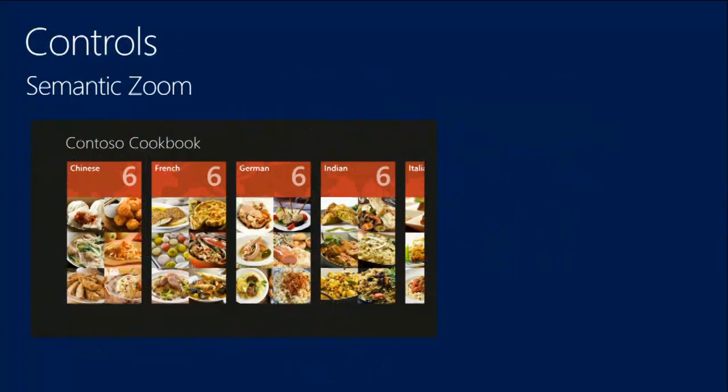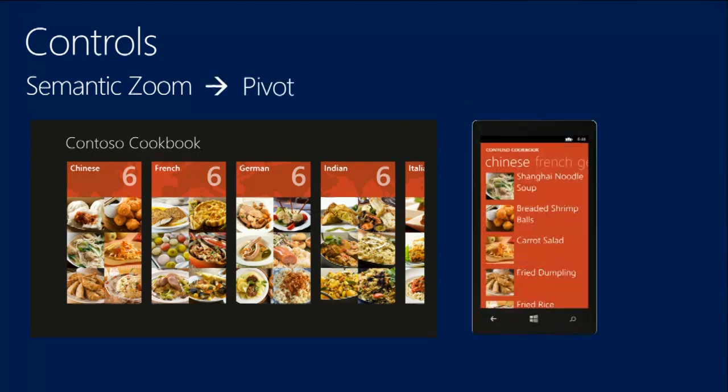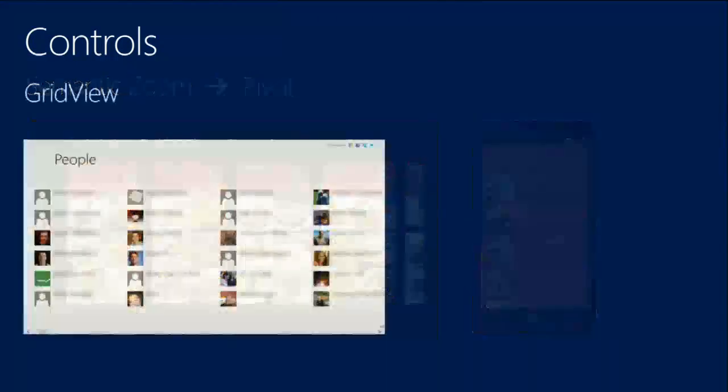One of the things is semantic zoom. If I had a long list of information together, and that long list could also have been my 3 light bulbs, then on Windows Phone, what I could use is something like a pivot. And that pivot allows me to quickly scroll from page to page.